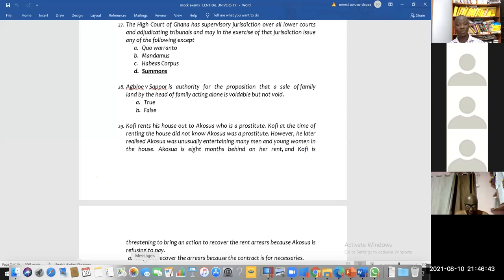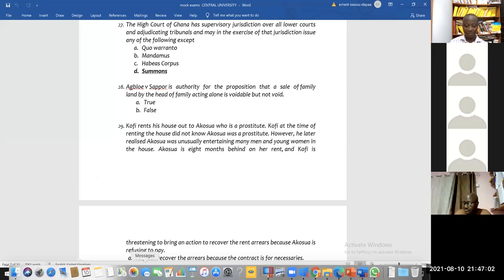And the judge continues to provide the answer. In the first place, we can find no authority for the statement that the principal members of the family can give any title in the conveyance of family land without the head of family joining in the conveyance, even though they be in agreement.